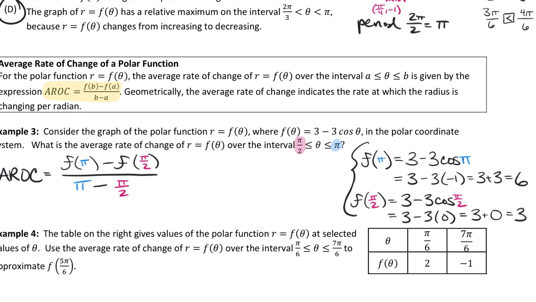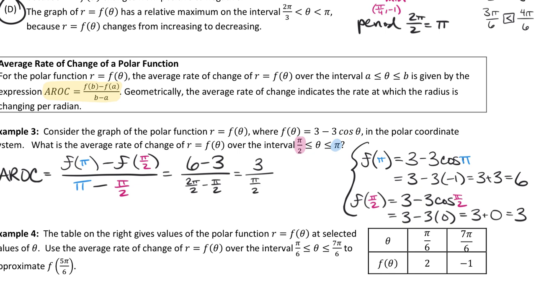So we can go back over here. We already answered this question. What is f of pi? 6. What is f of pi over 2? 3. And then, oof, I have to subtract a fraction down here. What do fractions have to have? Which means I'm going to change this to 2 pi over 2 minus 1 pi over 2. Now they have a common denominator. 6 minus 3 is 3. 2 pi over 2 minus 1 pi over 2 is pi over 2.